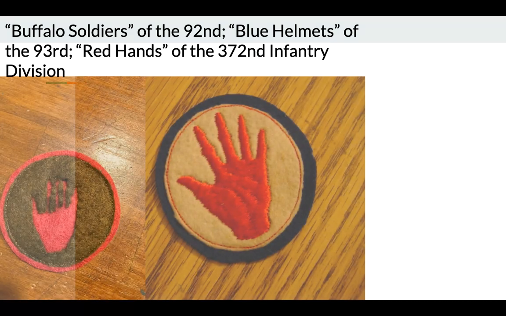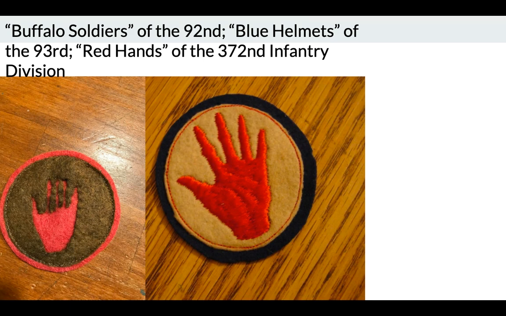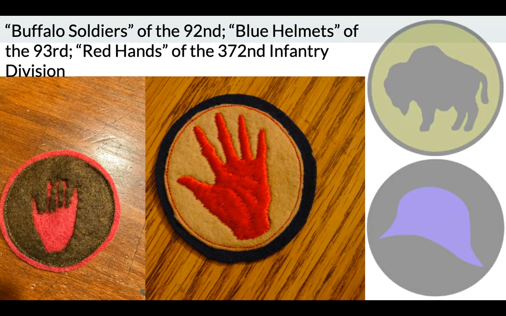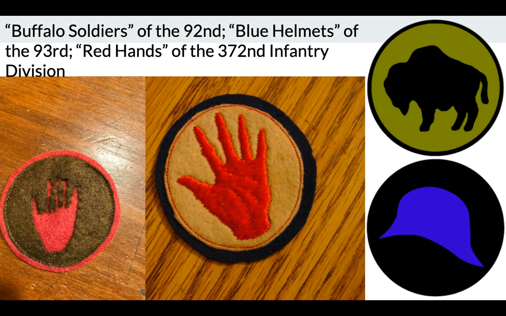In the next slide, you can see some of the patches that were worn by some of the other black units, such as the Red Hands, who were known literally for getting their hands bloodied when they were battling German units, which is pretty interesting. There are also the Buffalo Soldiers of the 92nd Division, and for the 93rd, we can look at the Blue Helmets. The Blue Helmets were called this because when they were assigned to the French, that was the color of the French helmet in battle.